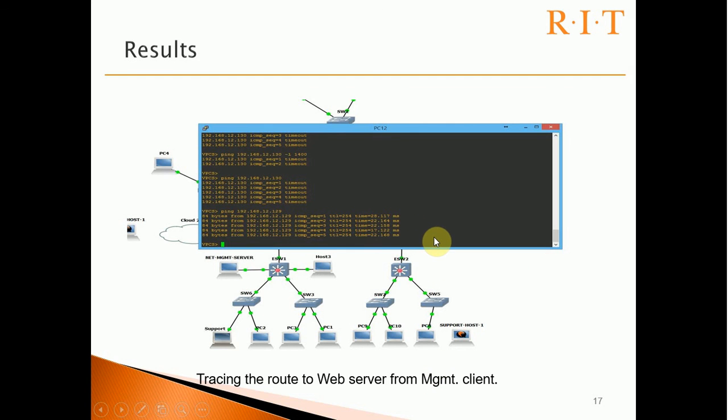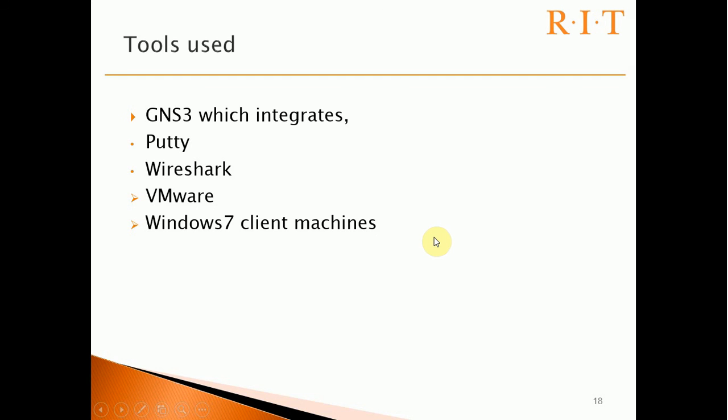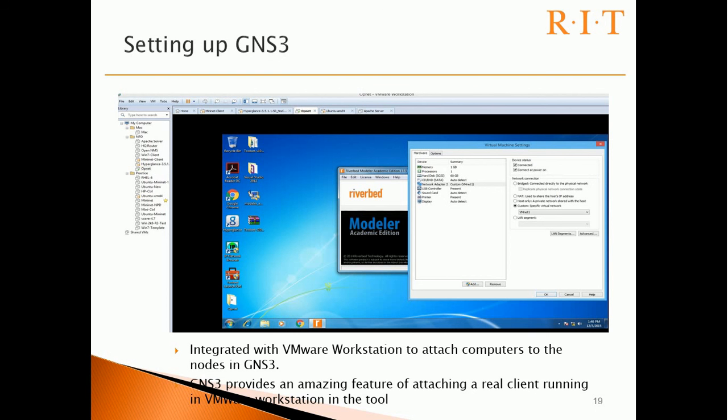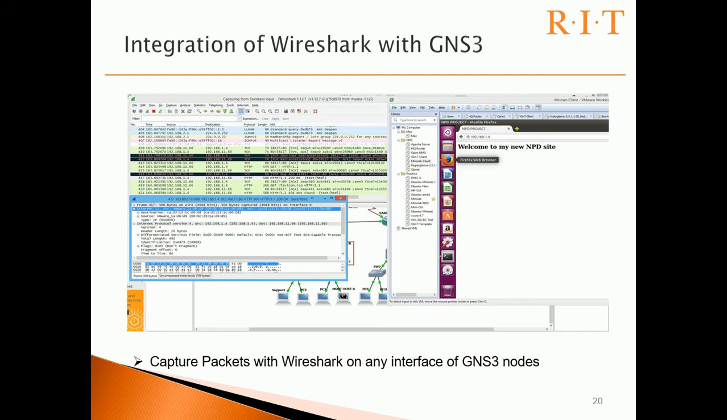And the tools used for this project are GNS3, which integrates PuTTY and Wireshark, VMware and Windows 7 client machines, and setting up GNS3. So GNS3 is a great software, and in this project it is integrated with VMware Workstation to attach computers to the nodes in GNS3, and it provides an amazing feature of attaching a real client running in VMware Workstation in the tool.